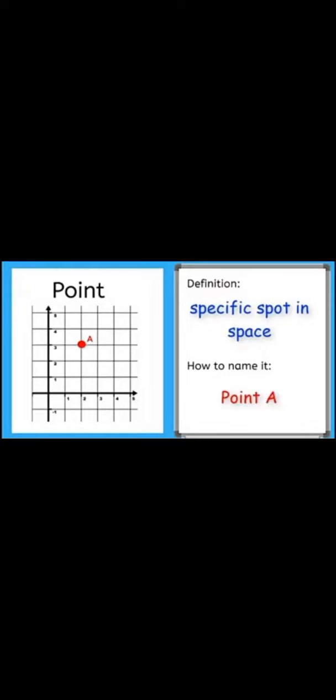The first figure we're going to cover is point A. Point A is a definite or specific spot in space, but it doesn't have a shape or a size. Notice in the picture that the point has a label A. We name points with what they are in their labels. So this name is point A.